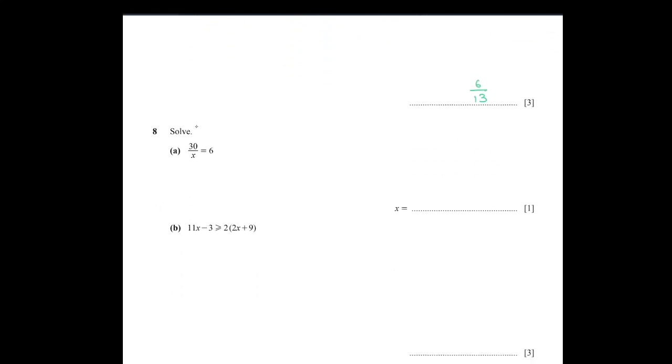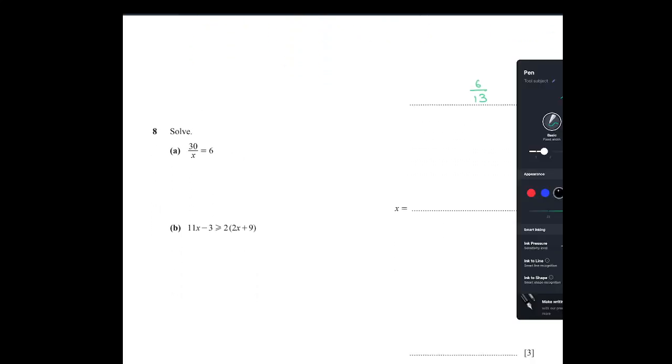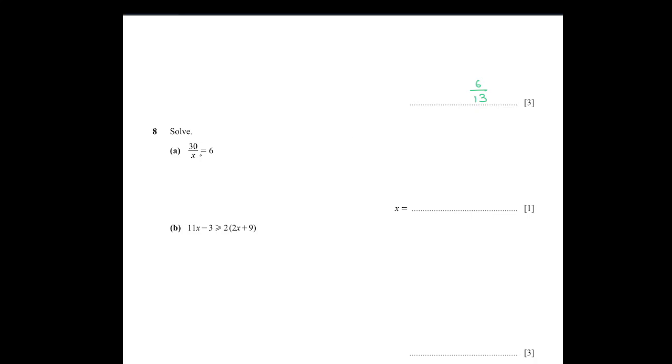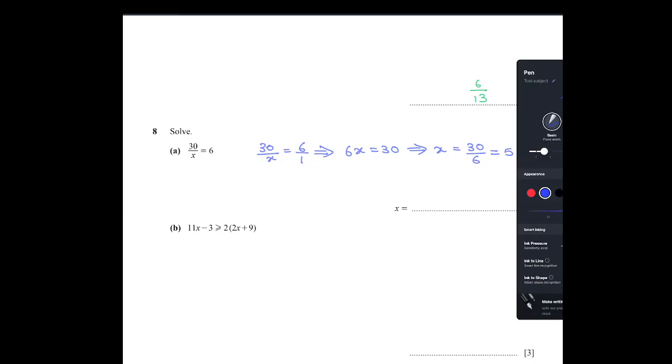Question number 8. Solve 30 by x is equal to 6. This is solving for x. You can see the x is in the denominator. Cross multiply, because it is 30 by x is equal to 6 by 1. So when I cross multiply, 30 into 1 will be 30 and x into 6 will be 6x. Equation. Now keeping x on the left hand side, bring 6 to the right hand side, so that it gets divided. So 30 divided by 6 is 5. So the answer is 5.